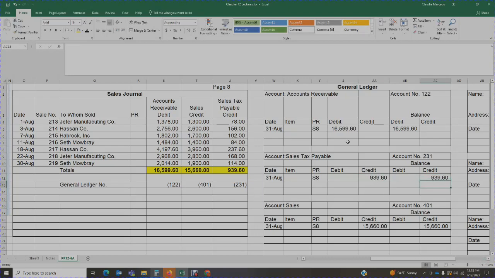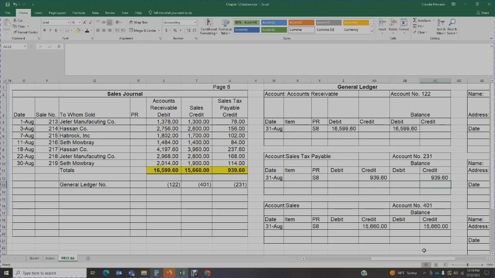Okay, so by doing these 3 entries, I have recorded all of my sales on account for the month of August. So you see, instead of having 7 entries hitting 3 different accounts, 21 entries, we basically only have 1, 2, 3 entries to the 3 different accounts. Just 1 entry hitting all 3 accounts. Okay, so it summarizes everything for you. It just makes it simple.